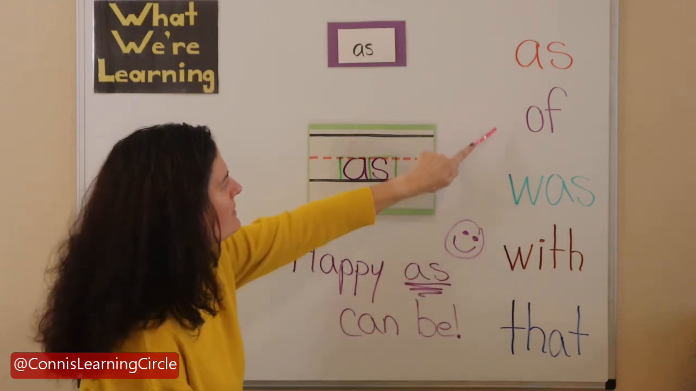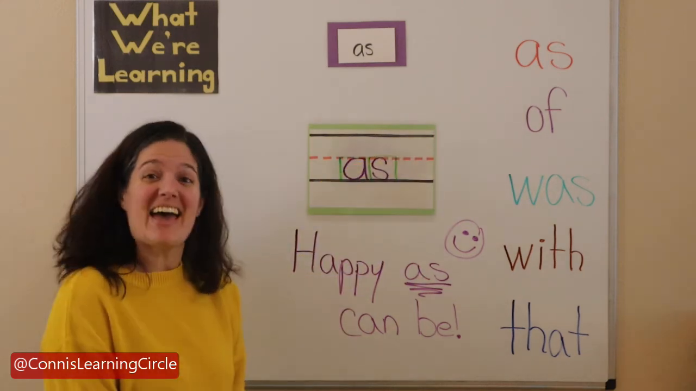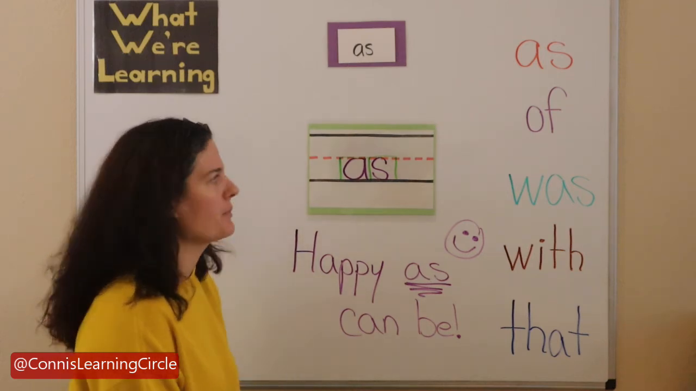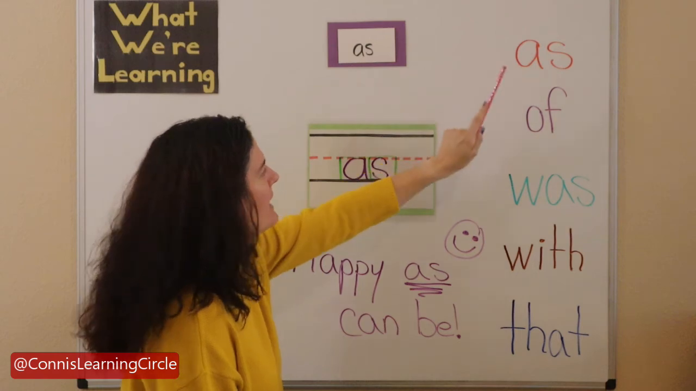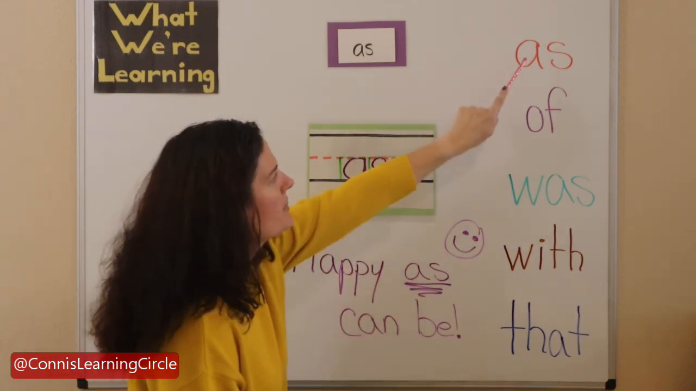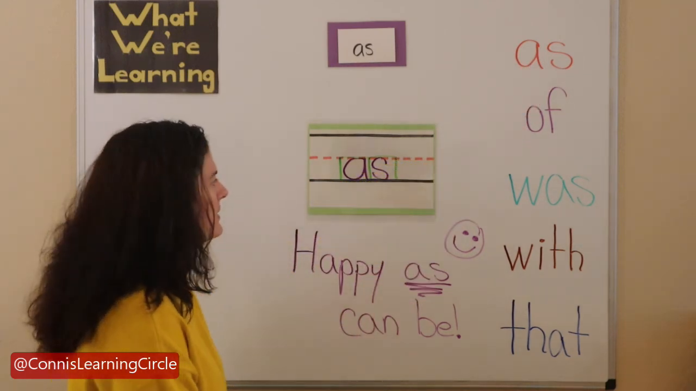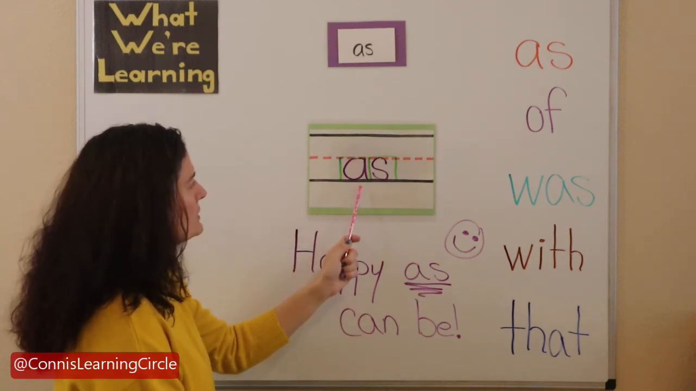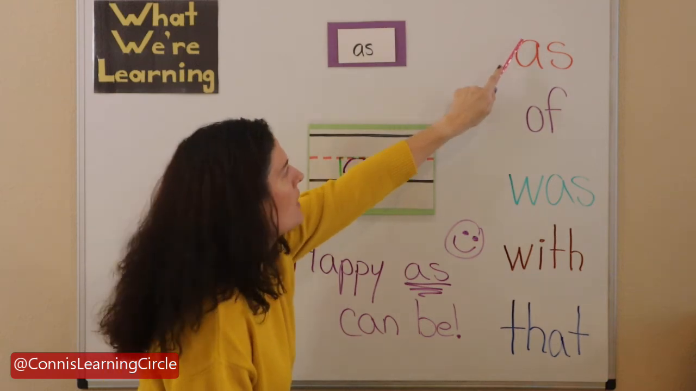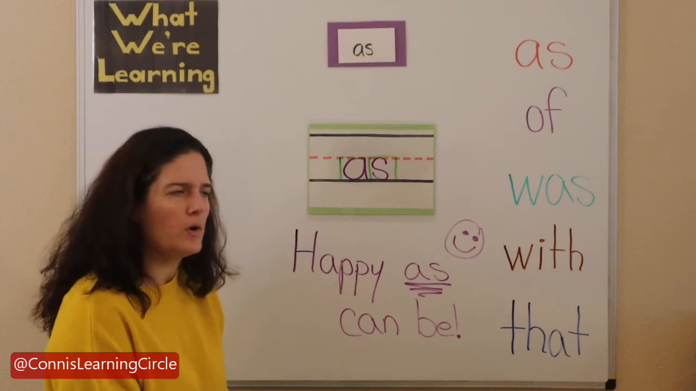What about this one? Very good. That's our word as. Let's look at it a little bit closer to make sure that we're right. Our word as has 1, 2. 2 letters. This word has 1, 2. Same number of letters. Okay. Our word as has 1 short letter, 2 short letters. This word has 1 short letter, 2 short letters. All right, it's the same shape of word.